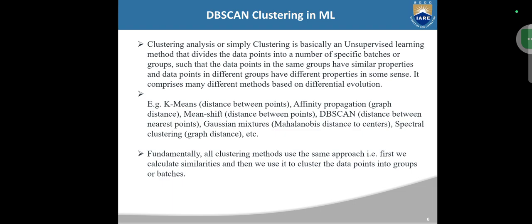It comprises many different methods based on different approaches. For example, k-means, distance between points, affinity propagation, graph distance, mean shift, DBSCAN, distance between nearest points, Gaussian mixtures, spectral clustering, etc. Fundamentally, all clustering methods use the same approach. First, we calculate similarities, and then we use them to cluster the data points into groups or batches.